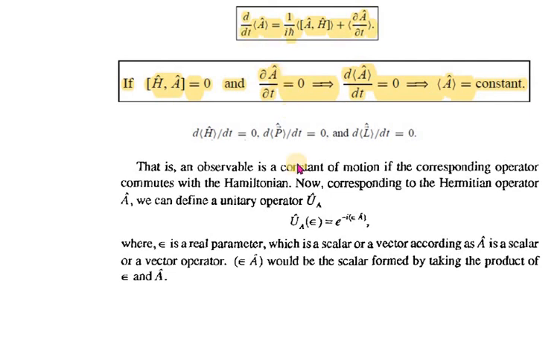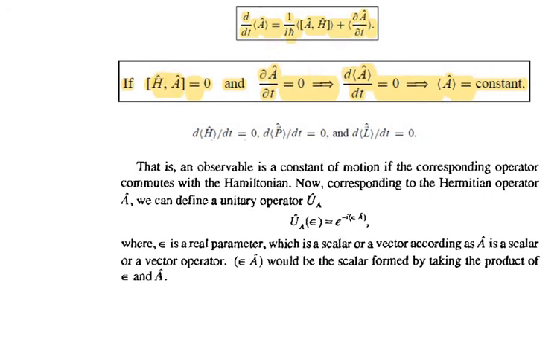Okay, now we consider a unitary operator U equal to e to the power minus i epsilon A, where epsilon is a real parameter which may be scalar or vector, and A is a Hermitian operator. We have already used that operator here. Okay, an observable.